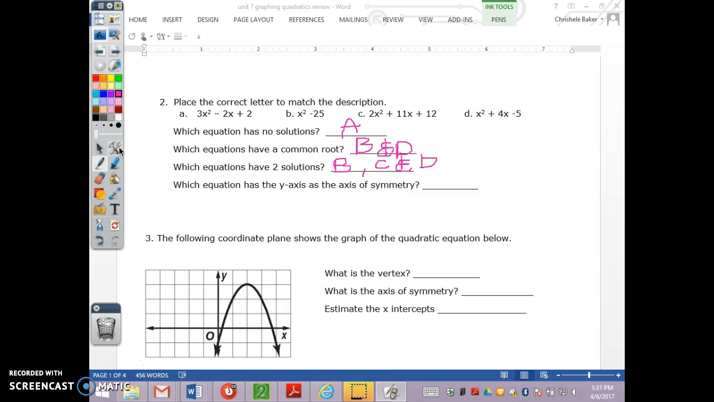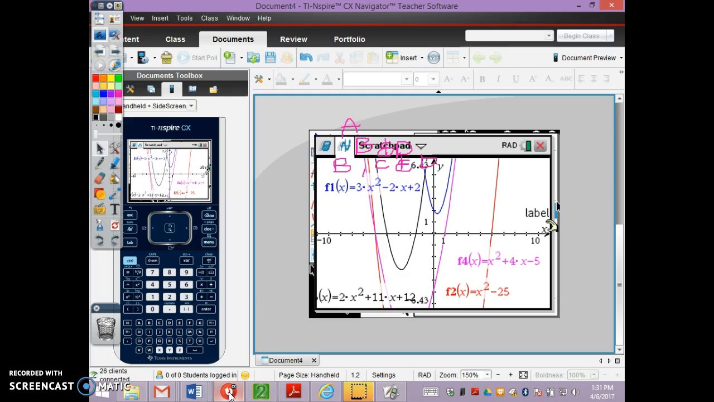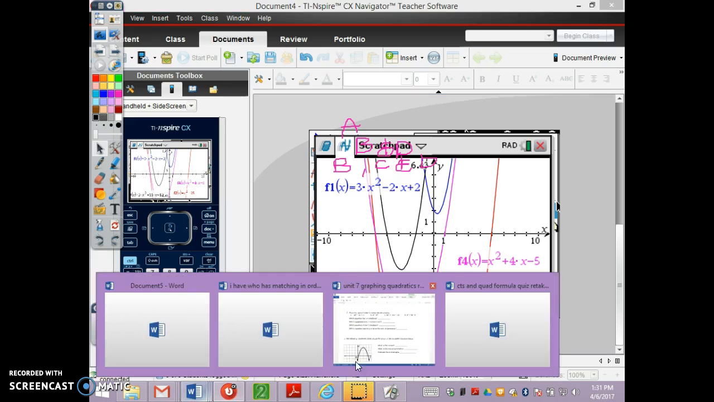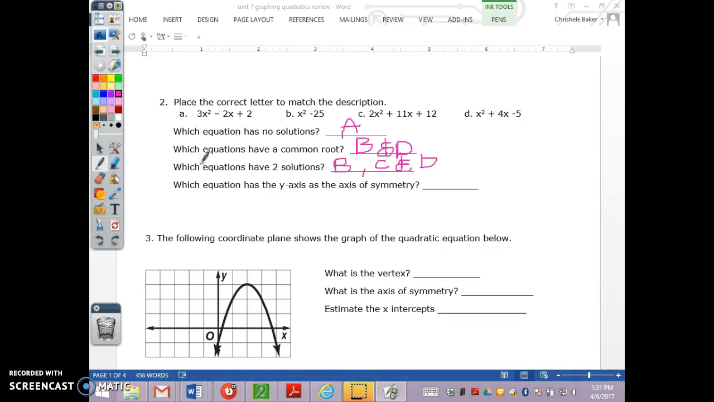Okay, y-axis is the axis of symmetry. So which one could be folded right down the middle? Is it the blue one? No, the vertex isn't at 0 there. It's a little off-centered. Not the blue one, but definitely the red one. Okay, so we talked about this in class, why it's this red one. What is different about the equation of this one? No B value. It doesn't move up and down at all. Okay, I think I can squeeze this last one in, and then the rest will have to be in the next video.